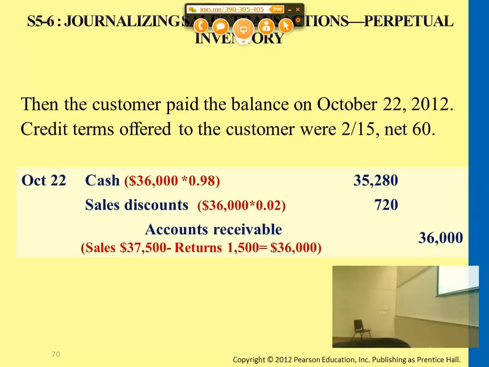And so meaning that the total cash that company is actually receiving from this entire transaction, even though it started from $37,500, a part of that your customer returned to you, so you're not getting a part of that back. Also, a part of this $720, you offered a discount to them. So overall, the cash that you're really getting from this transaction is only $35,280.